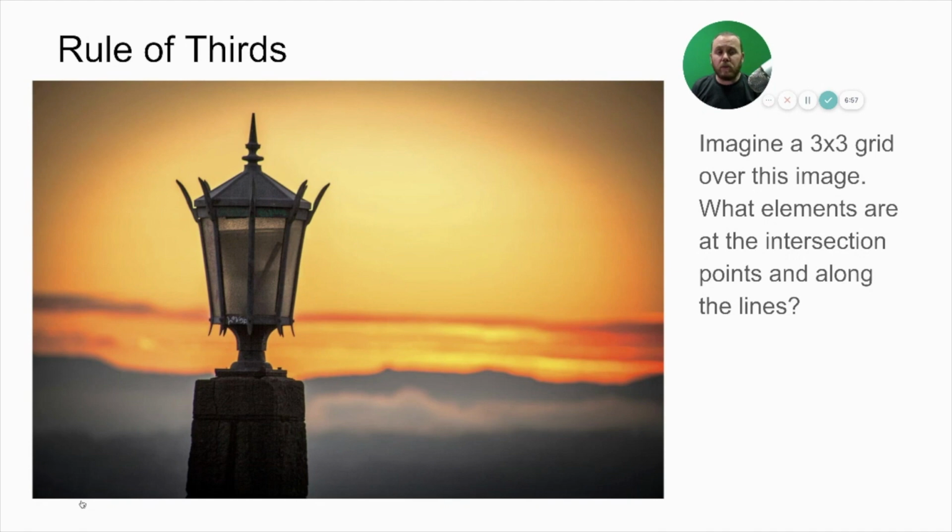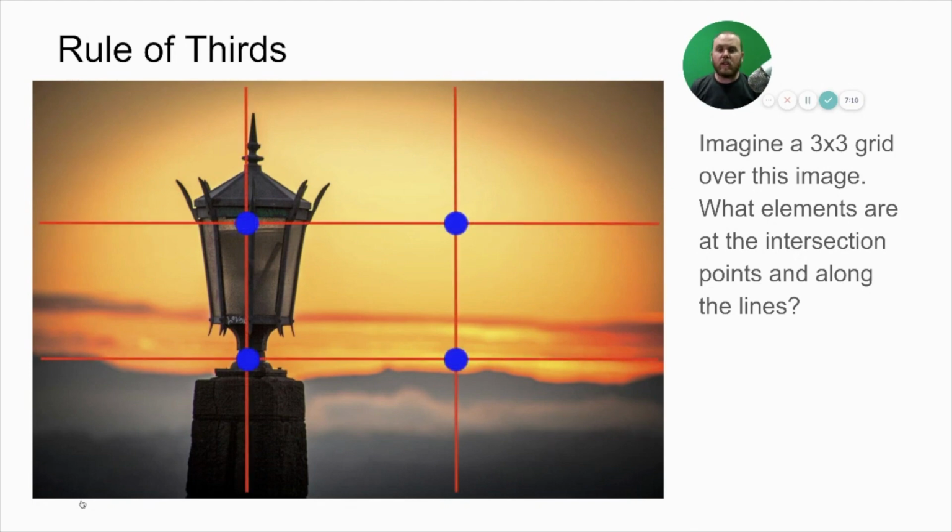So imagine a 3x3 grid over this image and think about what elements are at the intersection points and along the lines. Are you all picturing the line? Yes. So the lamppost is along a vertical line, right? Right where the glass of the lamppost is, we have an intersection point. And then our lower third line runs along the edge of the Cascade Mountains there. So those grid lines really helped me compose the shot and think about how can I make this kind of come to life. So the rule of thirds, go ahead and give it a shot.